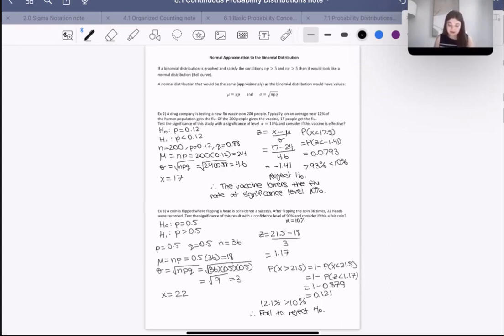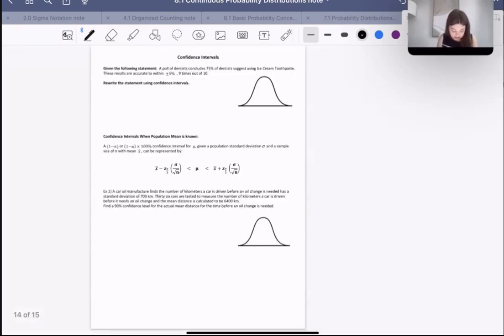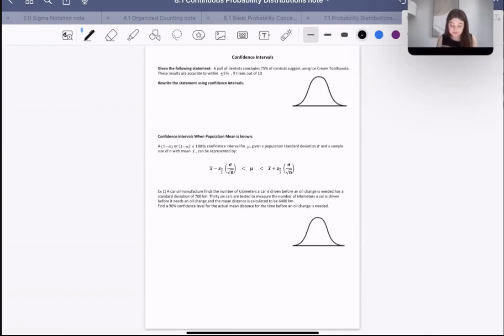All right, so that said, that is it for today's class. Next time, we're going to be talking a bit more about confidence intervals, and that's actually going to be the very last lesson of this entire course.